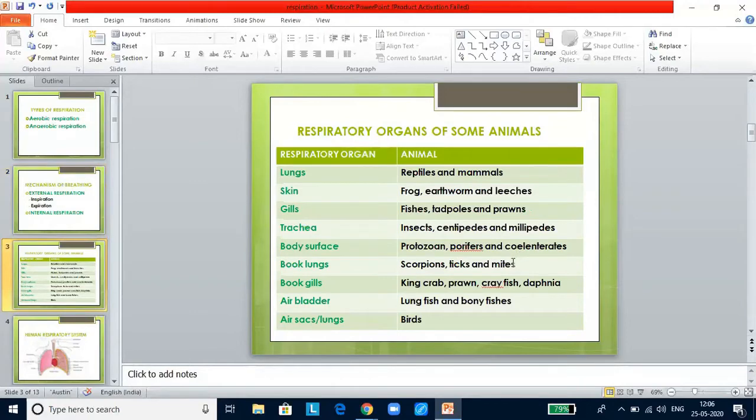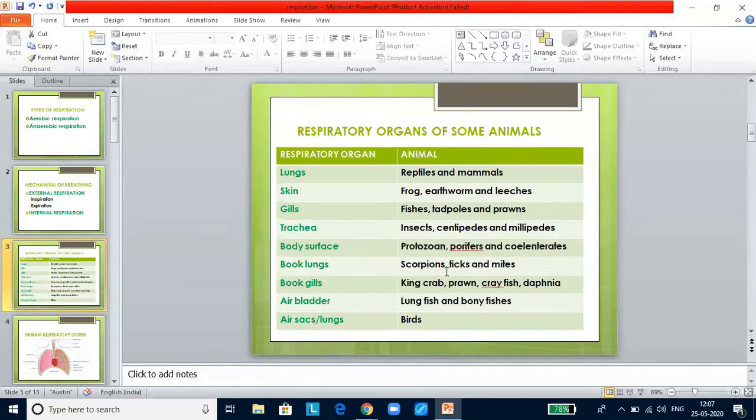Now, this slide is very important, children, because in previous exams they have asked you what the respiratory organs are. So, let us have a look. In reptiles and mammals, the chief respiratory organs are lungs. In frog, earthworm, and leeches, skin acts as the respiratory organ. Gills are the respiratory organs in fishes, tadpoles, and prawns. Trachea are the respiratory organs seen in insects, centipedes, and millipedes. Protozoa, porifera, and coelenterata have their general body surface as the respiratory organ, as they are simple organisms. Gaseous exchange occurs through diffusion through the body surface.